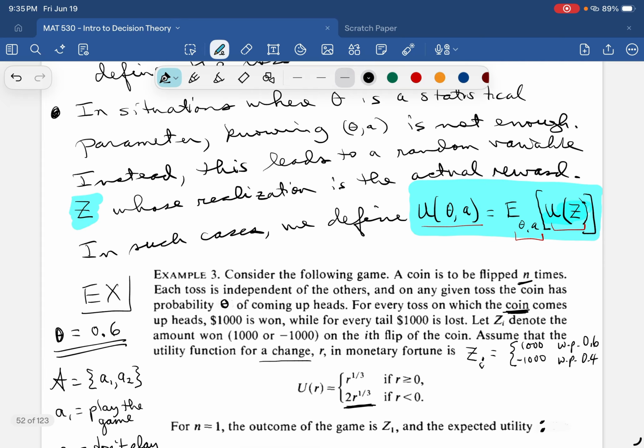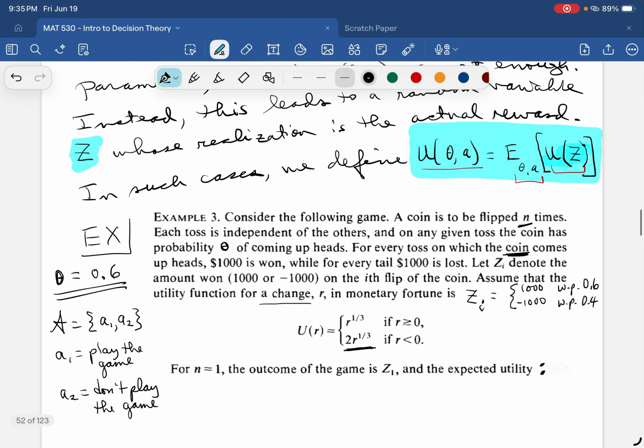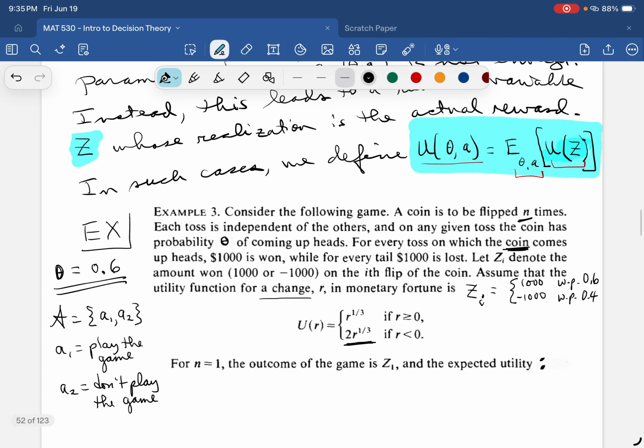And then for n equals 1, so let's say we only get to play the game one time. So the setup is the coin is flipped one time, and if it lands on heads, you get $1,000. If it lands on tails, you lose $1,000, and that's it. That's the end of the game. So the question is, based on expected utility, would we decide to play the game? And so we have two actions. Either A1, we play the game, or A2, we do not play the game.